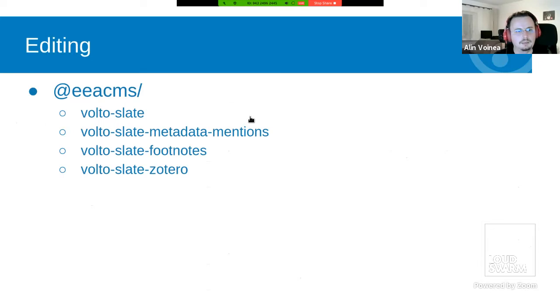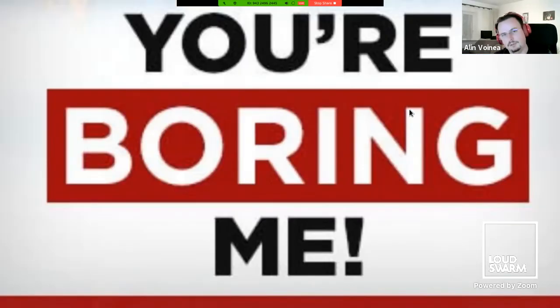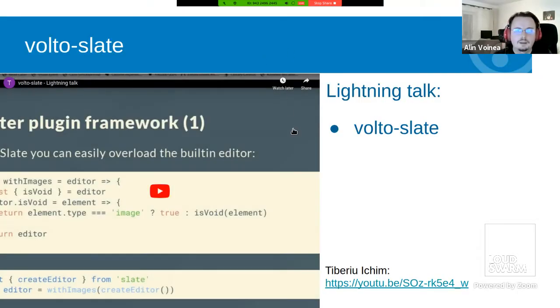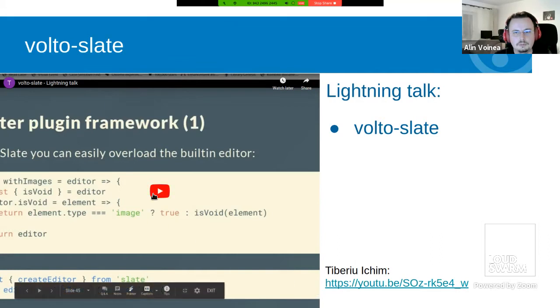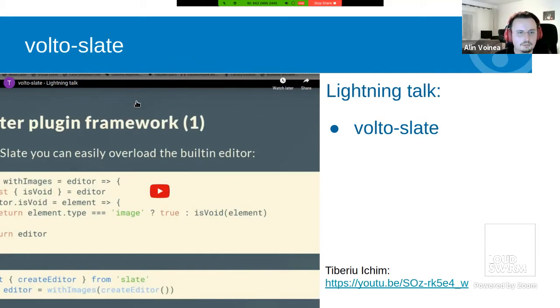And then we have the editing: Volto Slate metadata dimensions, Volto Slate footnotes, and Volto Slate Zotero. Okay, bullets are boring. Yes, for the Volto Slate, go back to Tiberiu's Volto Slate lightning talk, and I think he also talked about it in the previous talk.